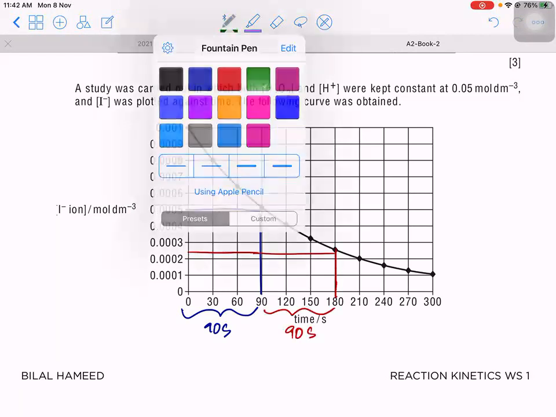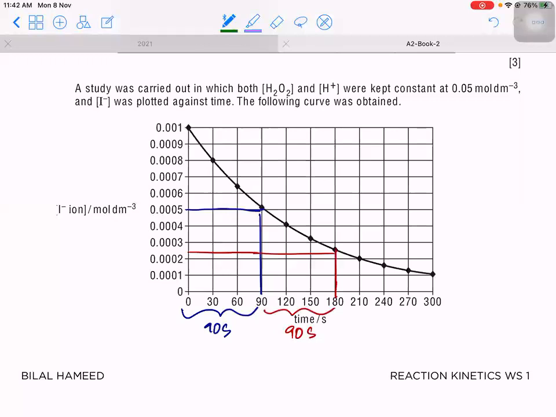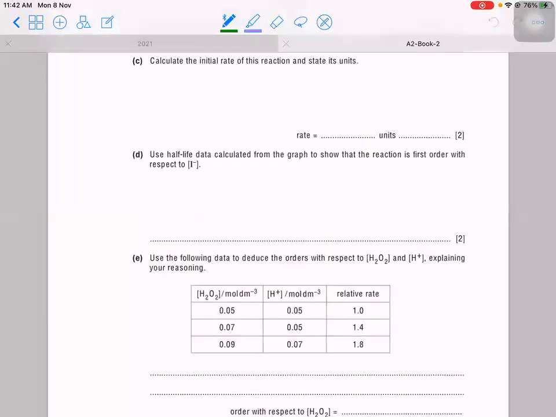Let's find the third one. The third would be 0.00125. So that would be somewhere here. That comes out at 270. 270 minus 180 is 90 seconds. Do you see T1 is equal to T2 is equal to T3? Again, this would mean that it is first order.